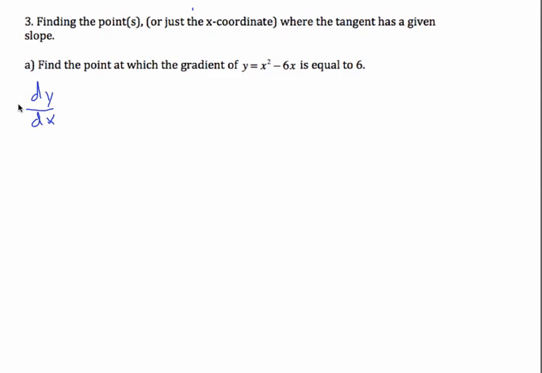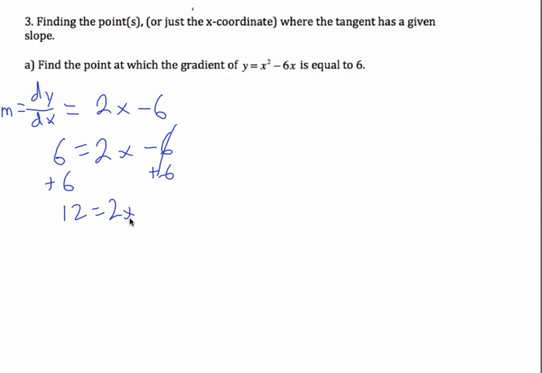So dy by dx, and we want to write that slope equals dy by dx, which equals 2x minus 6. So the slope equals this. So we just set 6 equal to 2x minus 6 and then solve for x. We'll add 6 to both sides. We'll get 12 equals 2x, and divide by 2. We'll get x equals 6. So we have, looks like a negative 6, just let me erase that.